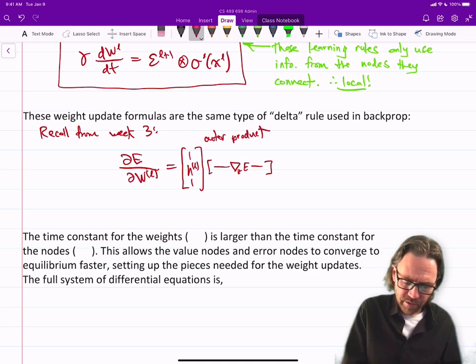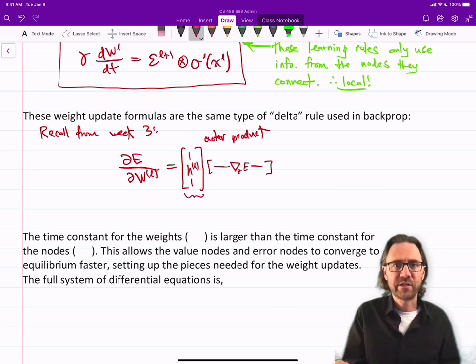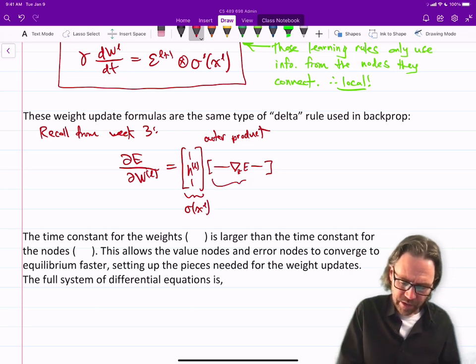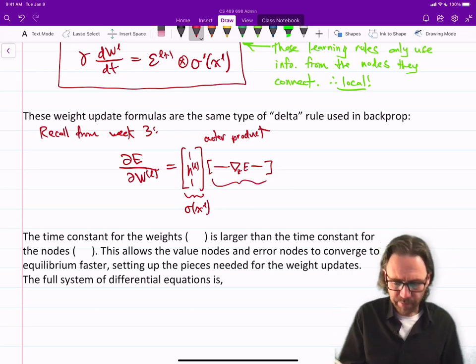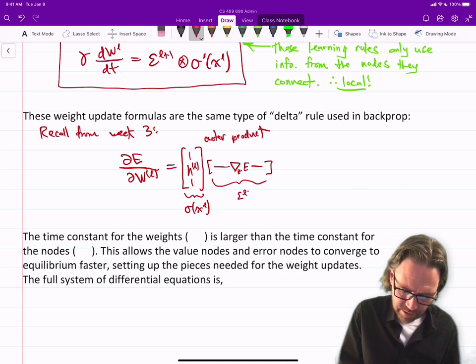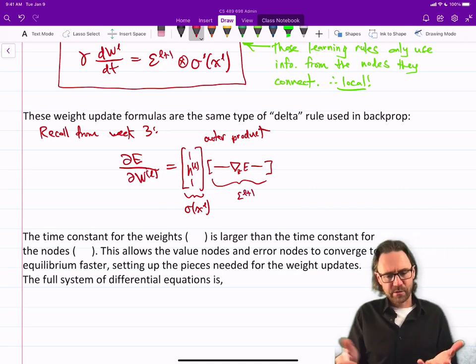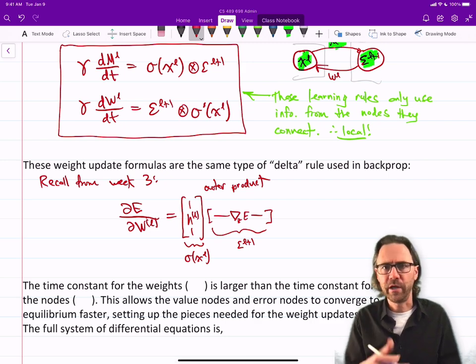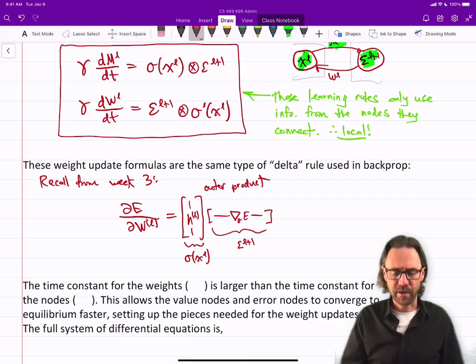And moreover, this thing here is basically the activity from the layer below. So it's like the sigma XL, if you will. And this thing here is the gradient from the layer above. So it's like epsilon L plus 1. So our learning rules in these differential equations are basically mirroring the same thing as the backprop update rules.